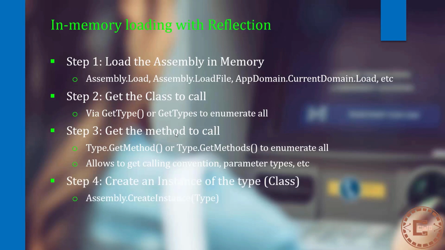Once you get the method, you can now create an instance of the type, the class, via CreateInstance. And then once you have the instance, you can call the method via InvokeMember. It's not the only way. InvokeMember is one, but before InvokeMember, you can even call late binding. We're gonna see it in the lab.